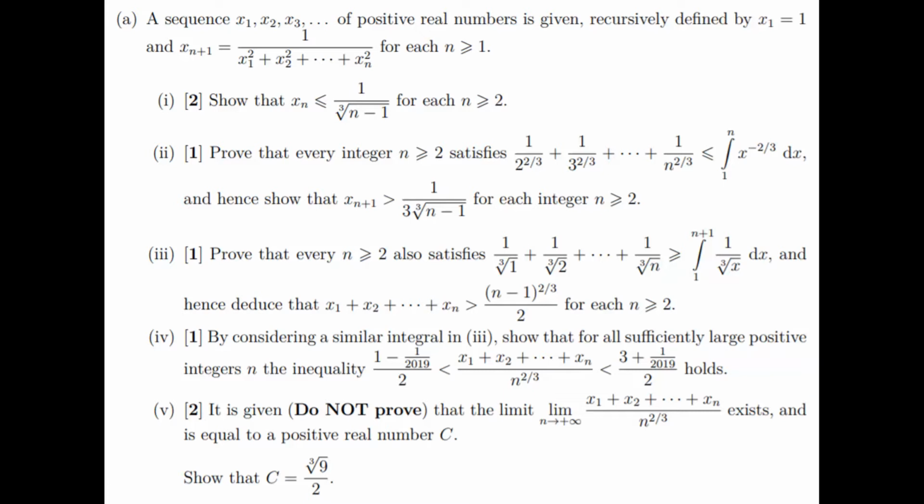Now part 3 is asking us to prove that every n greater than or equal to 2 also satisfies 1 on cubed root of 1 plus 1 on cubed root of 2 plus all the way up to 1 on the cubed root of n, that sum being greater than or equal to the integral from 1 to n plus 1 of 1 on the cubed root of x dx. So we want to prove that, and from there we want to then deduce that x1 plus x2 all the way up to plus xn is greater than (n minus 1) to the 2/3 on 2 for each n greater than or equal to 2.